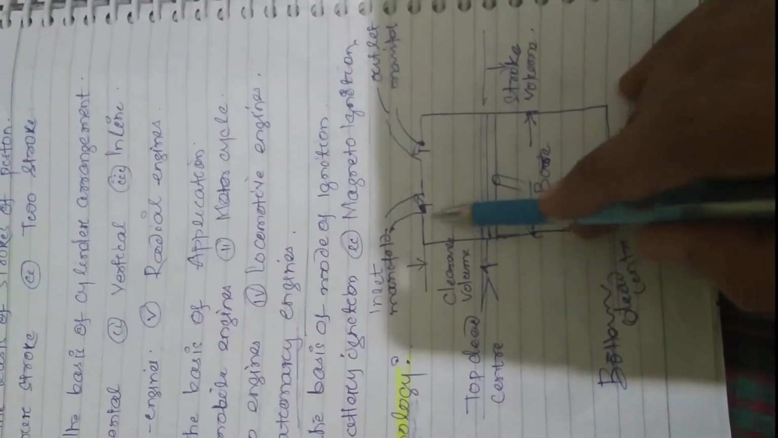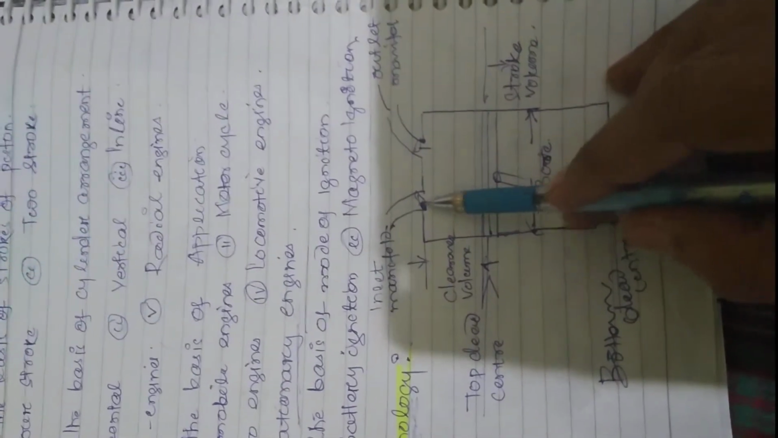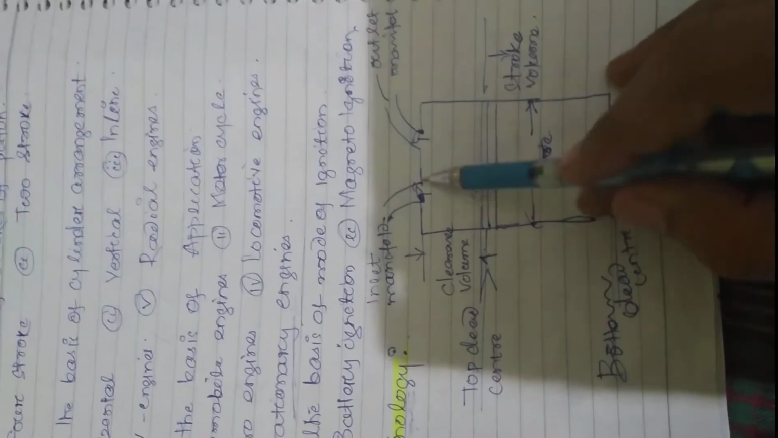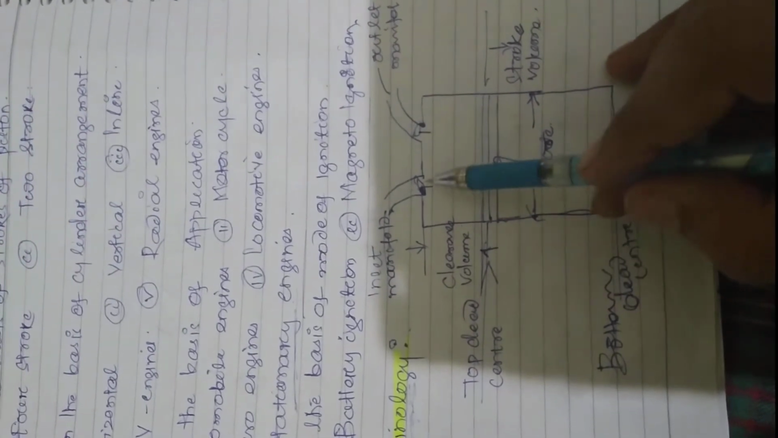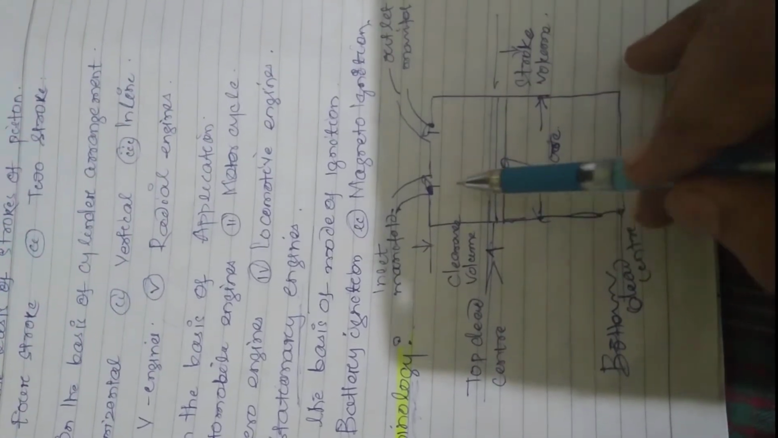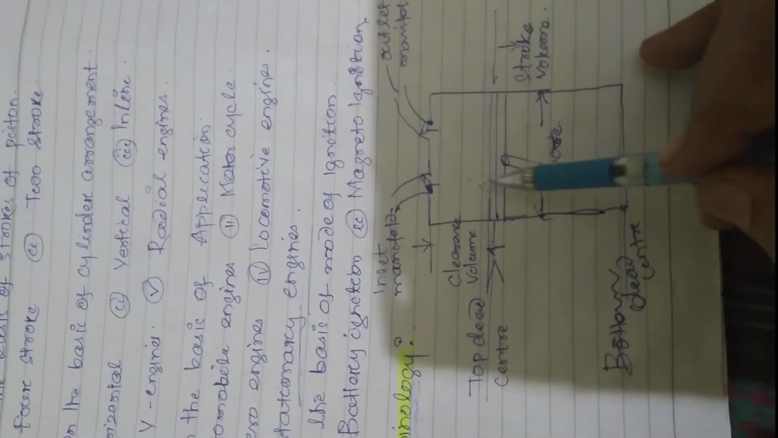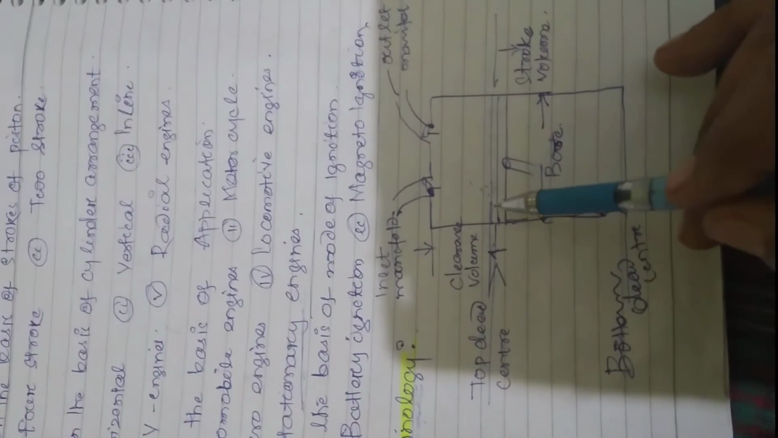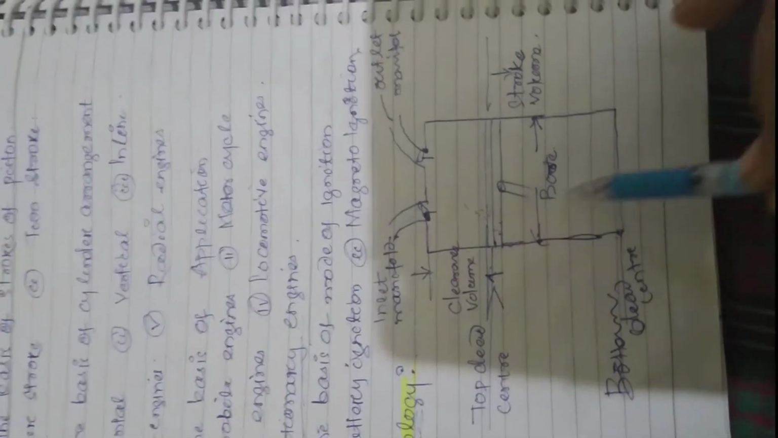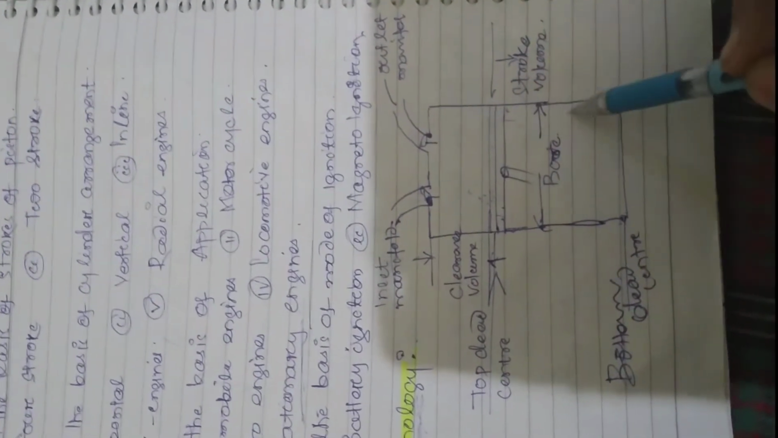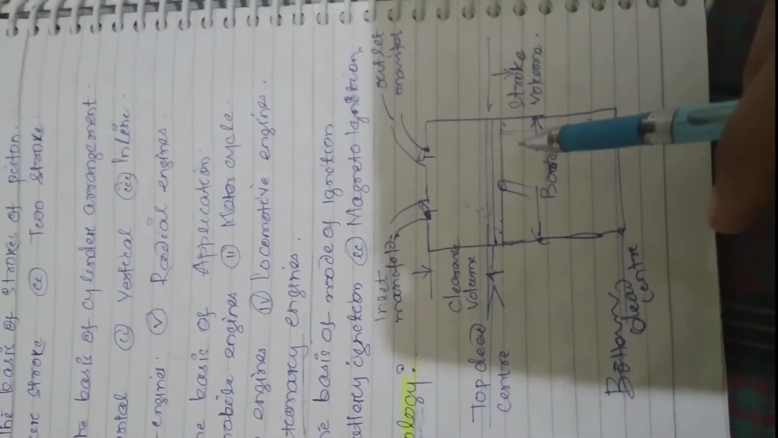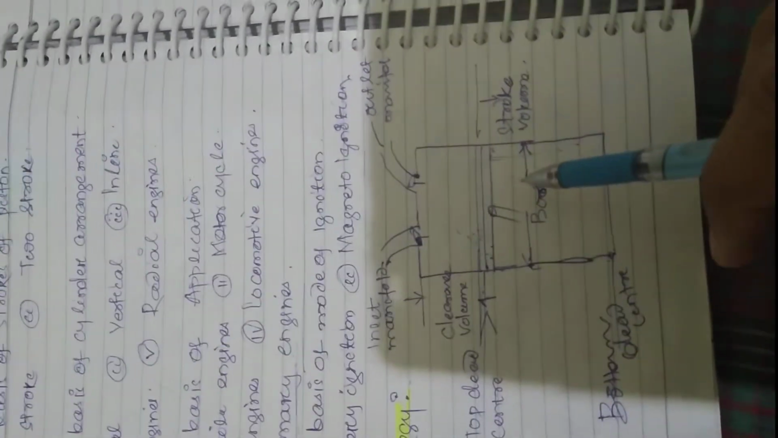This is the clearance volume, and that is the top dead center. What is in between the top dead center and the extreme position of the cylinder is called the clearance volume. Similarly, from top dead center to the bottom dead center, it is called the swept volume. That is also called stroke volume or swept volume.